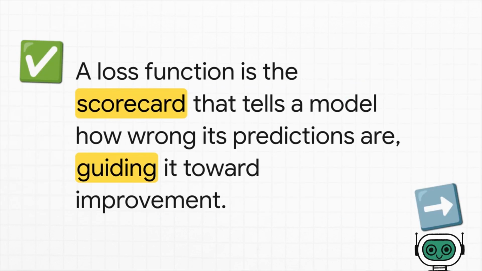So if you remember one thing, it's this. A loss function is simply the scorecard that tells a model exactly how wrong it is, giving it the map it needs to get better.